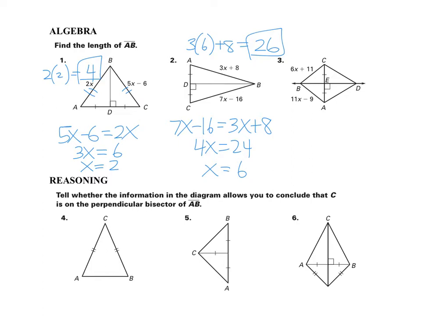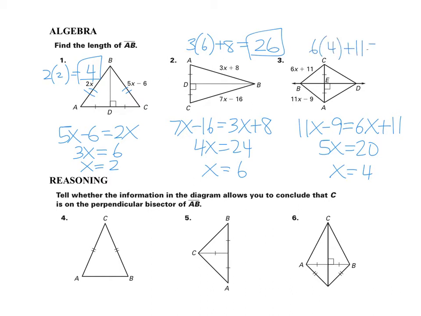And BD is a perpendicular bisector, so B must be the same distance from C and A, and D then must be the same distance from C and A. They're not all the same length. So we have this, and I'll just substitute it into this one up here. 24 plus 11 is 35.